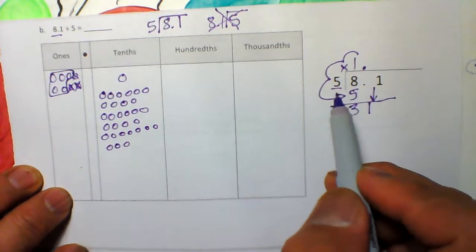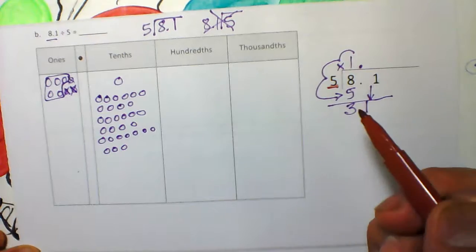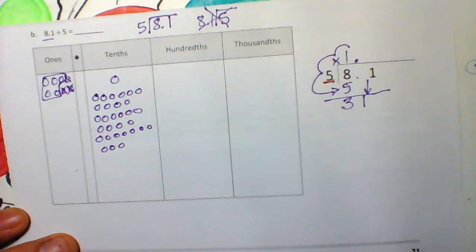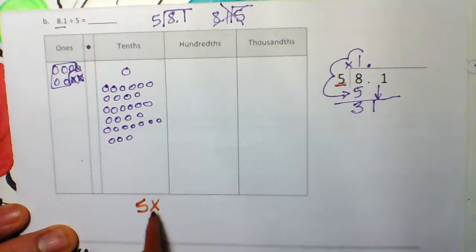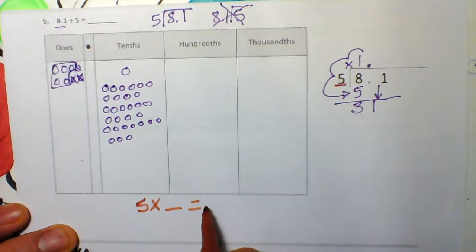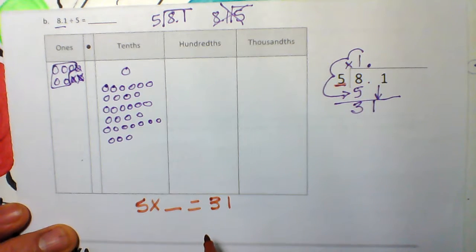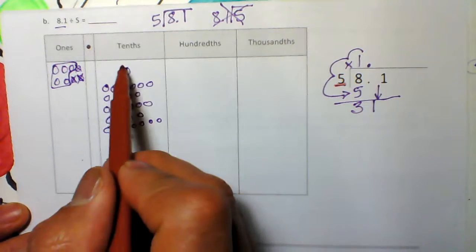Now if we follow the instructions over here, we're going to make groups of 5. So now we ask ourselves, how many times does 5 go into 31? Those of you who know how to multiply, if you have 5 times a number, it has to equal a number that is close to 31, not 31 itself, but close to it. So let's make the groups.